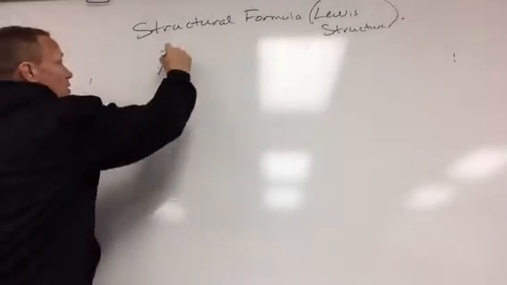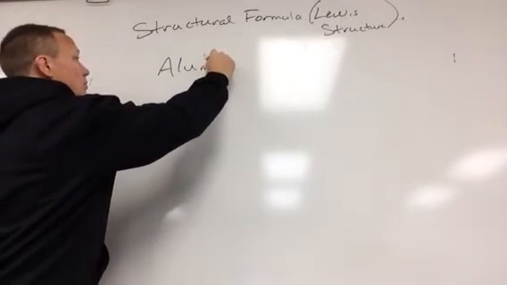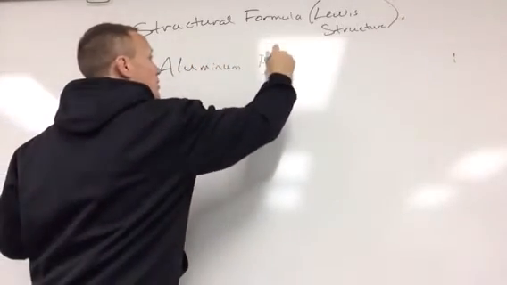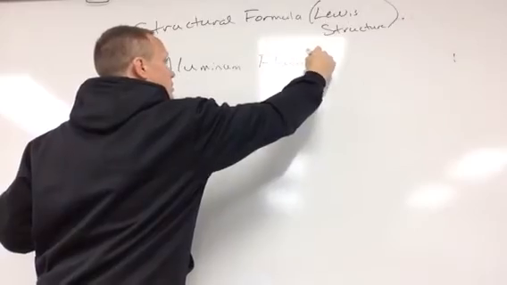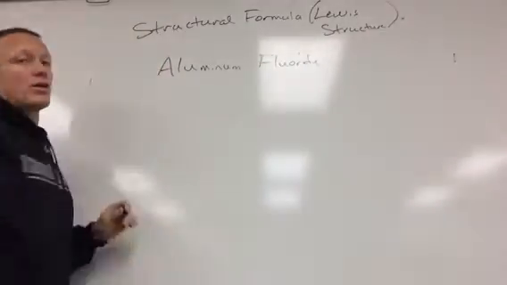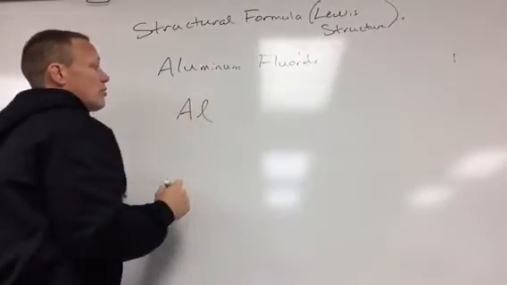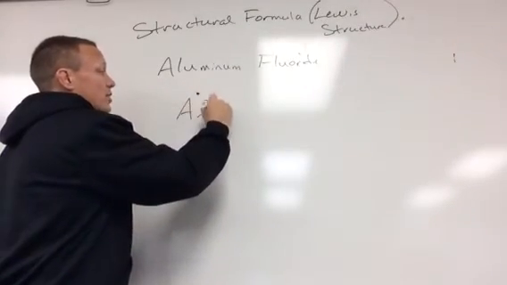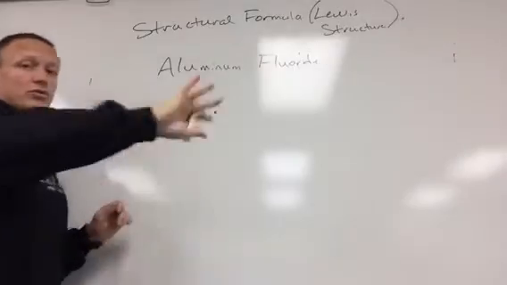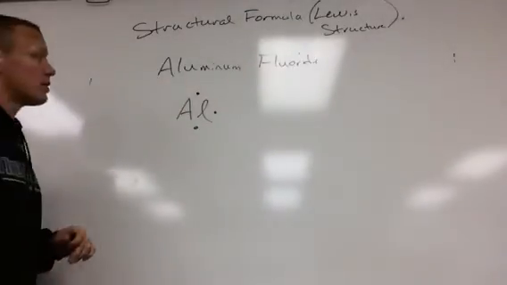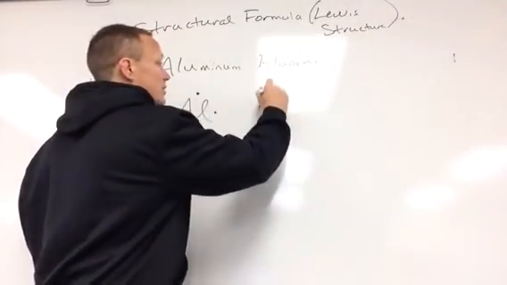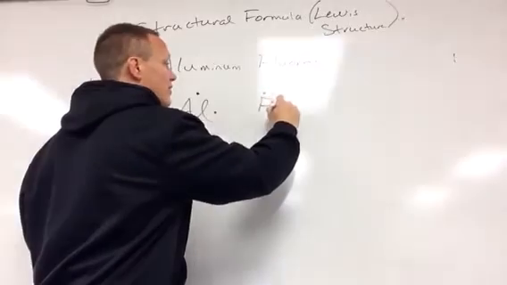Let's say we have aluminum fluoride. Again, metal with a non-metal, ionic compound. So aluminum has, look up its dots, it's got 3 valence electrons. It wants to give those 3 away, so it's probably going to form 3 bonds. Fluorine has 7 valence electrons.